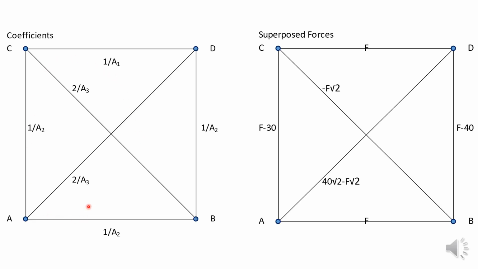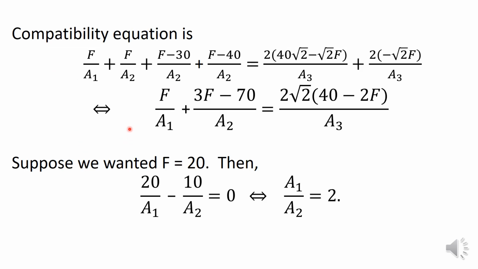So here again I put these two diagrams alongside each other, the coefficients and the superposed forces. Again, to get the compatibility equation, you multiply the coefficient by the corresponding force. You add along the four sides and equate that to the sum on the diagonals. So this is what you get: F over A1 plus F over A2 plus this over A2, this over A2, etc., equal to these diagonal forces over A3. That simplifies to F over A1 plus (3F minus 70) over A2 equal to this over A3.